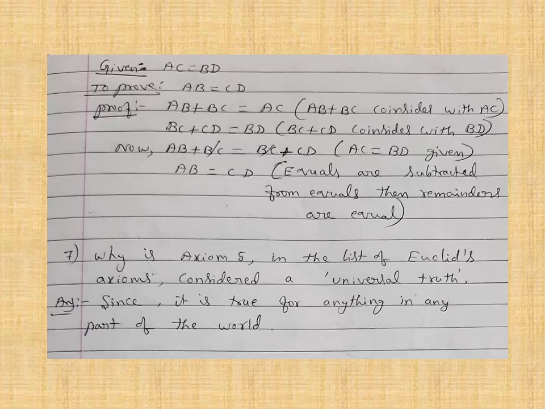Why is axiom five in the list of Euclid's axioms considered a universal truth? Since it is true for anything in any part of the world.